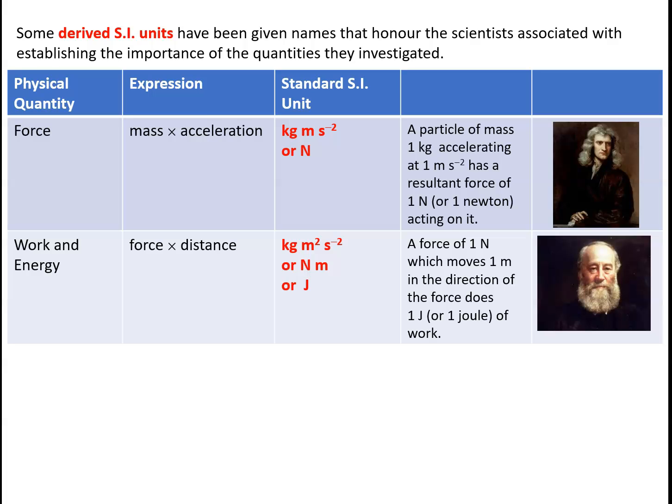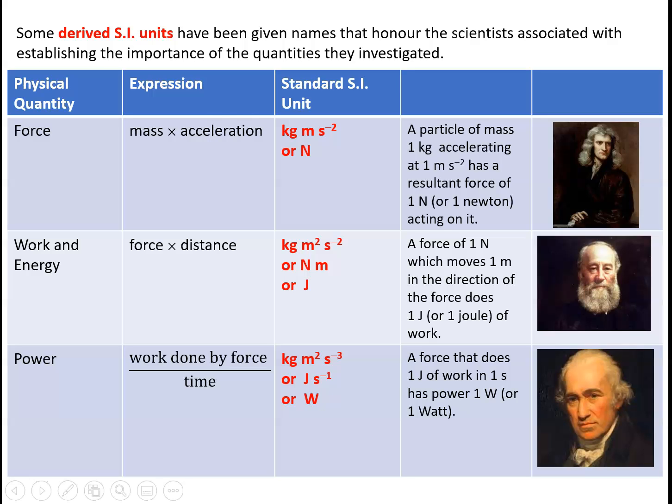Or we can say that a force of 1 newton, which moves 1 meter in the direction of the force, does 1 joule of work. And that is named after James Joule, who was an English physicist in the 19th century.